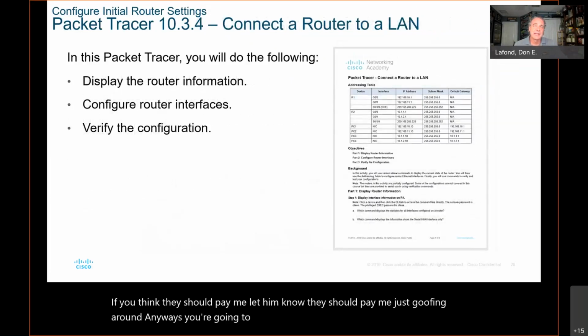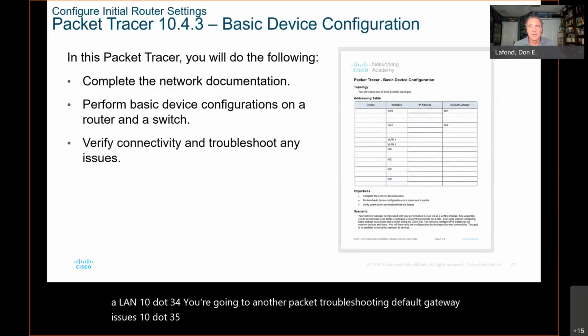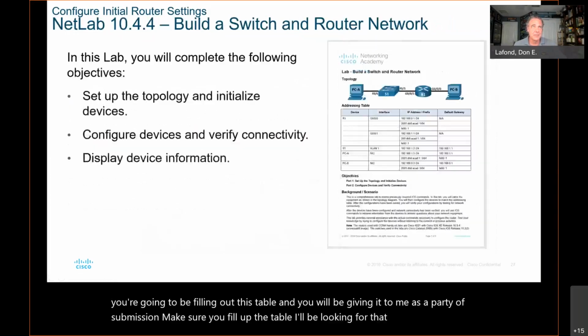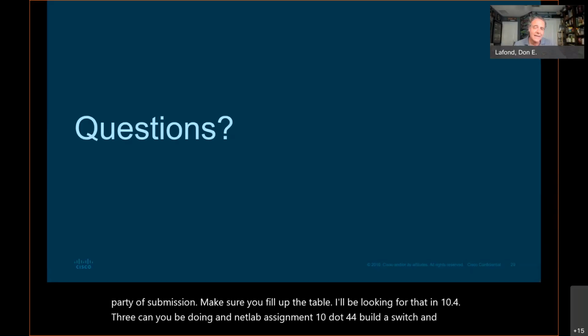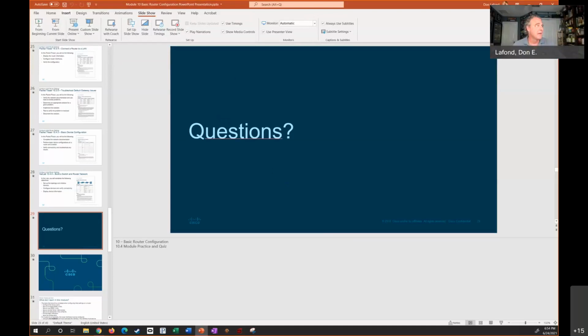Anyways, you're going to do a Packet Tracer: connecting a router to a LAN, 10.3.4. You're going to do another Packet Tracer, troubleshooting default gateway issues, 10.3.5. You're going to do basic device configuration. And for me, remember, you're going to be filling out this table, and you will be giving it to me as a part of your submission. Make sure you fill out the table. I'll be looking for that in 10.4.3. And you'll be doing a NetLab assignment, 10.4.4, build a switch and router network. And that is my presentation for Module 10.